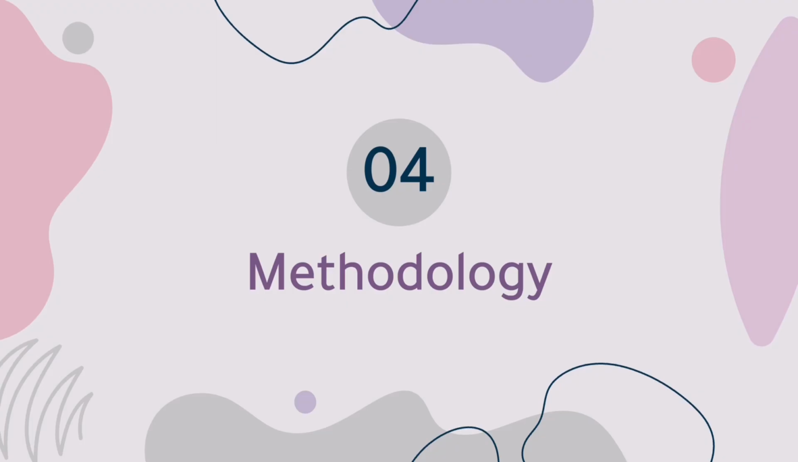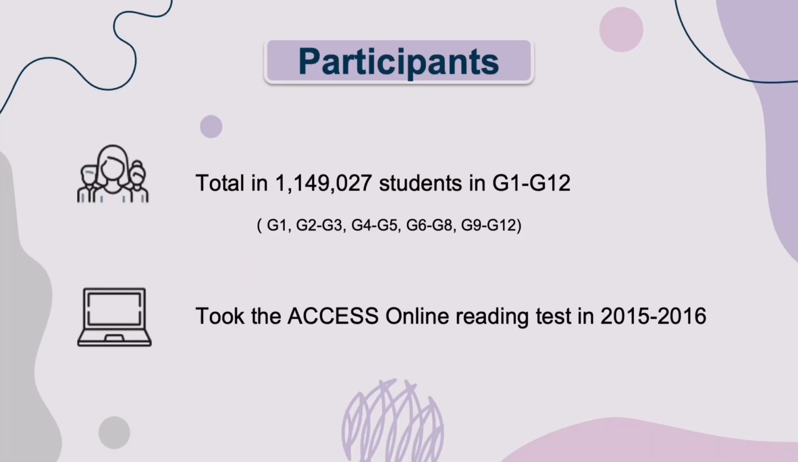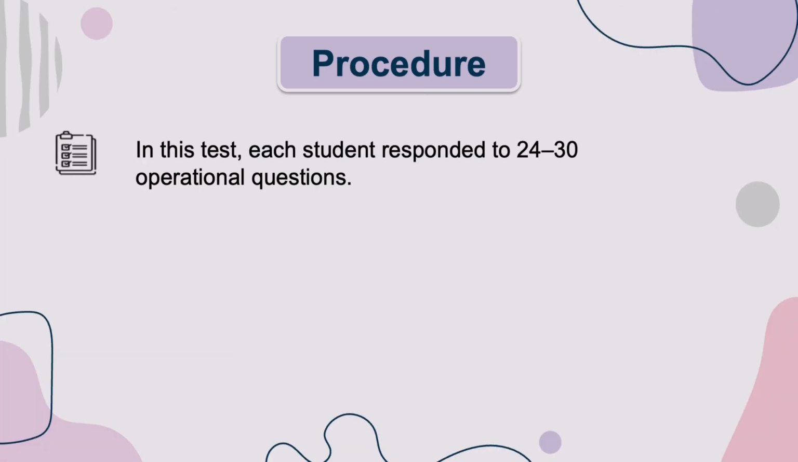Next, I will talk about the methodology part. In this study, a total of 1,149,027 students from grade 1 to grade 12 took the ACCESS online reading test in 2015 to 2016 and were divided into 5 groups. In this test, each student responded to 24 to 30 questions, including operational and field test items. The ACCESS online multiple choice items and technology enhanced items consist of 3 categories, which I will present to you in the form of pictures.